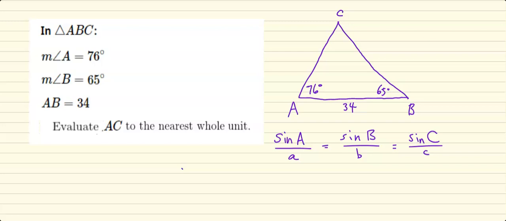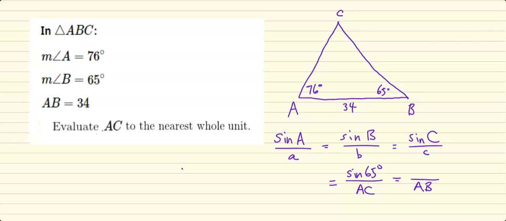Since we already know two of the angles, we can use those. And which one do we want to use? We want to use the one that's opposite side AC. So we're going to use B. So this is going to be the sine of 65 over side AC. And now we have side AB, and that's sine of C.